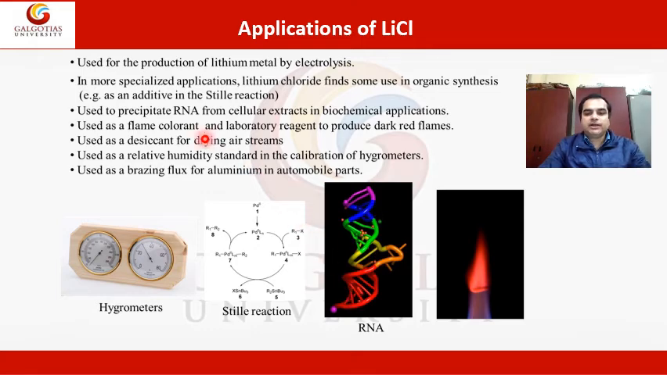It can also be utilized as a flame colorant, as we can see here. On burning, it will produce dark red flames. It can also be utilized as a desiccant for drying streams. It can be a relative humidity standard in calibration of hygrometers. It can also be utilized as a brazing flux for aluminium in automobile parts.